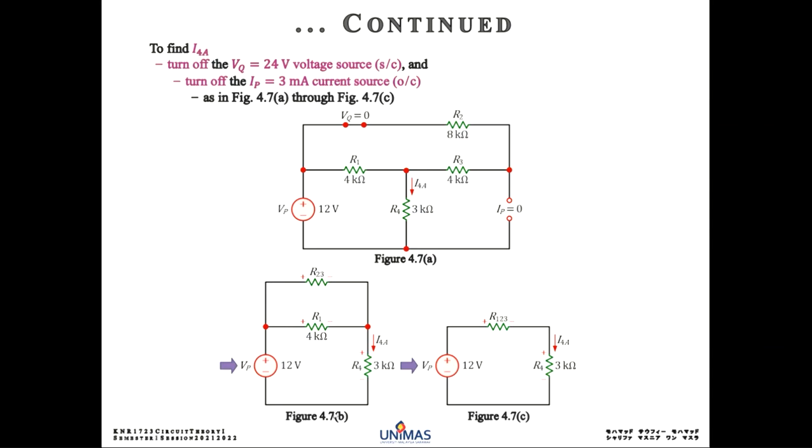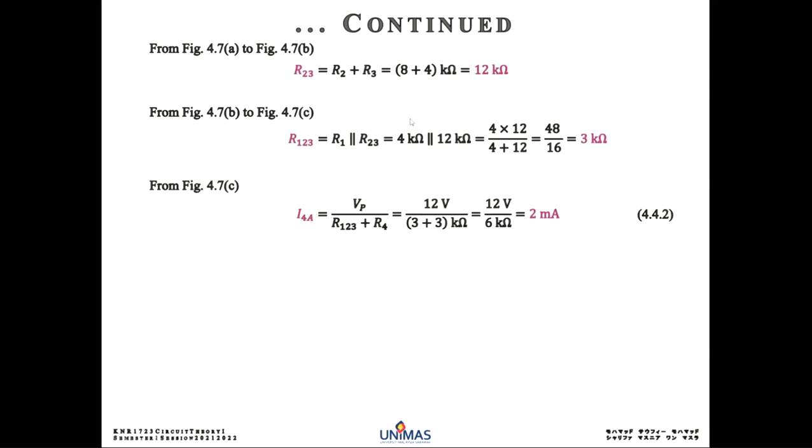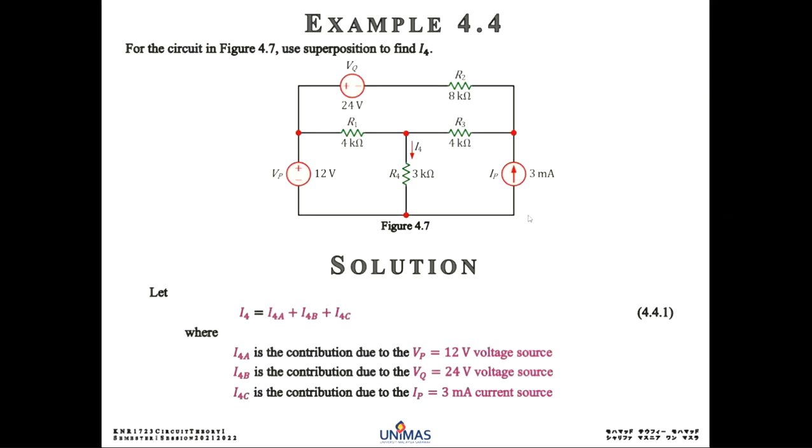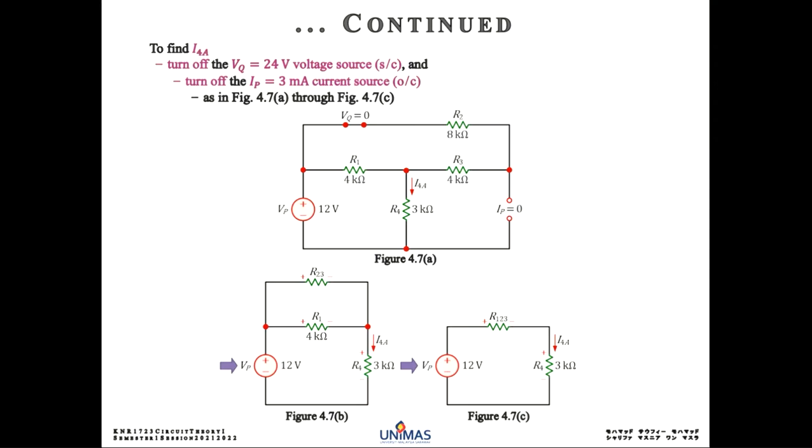Right. So now you can see 2, 3 in series. So what is the value? R plus 4 is 12. 12 now parallel with 4. 12 times 4 is 48. 48 divided by 16 is 3. So very simple. So you can see that R123 is 3. So I4A is VP divided by R123 plus R4. So you have 2 milliamp. So remember, I4A is due to the VP alone. That value is equal to 2 milliamp. So keep that one first.